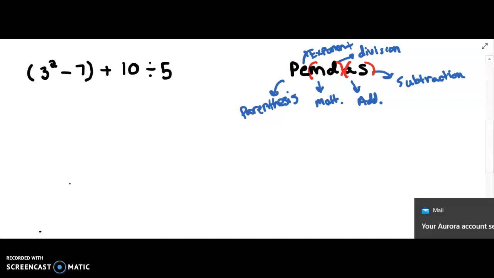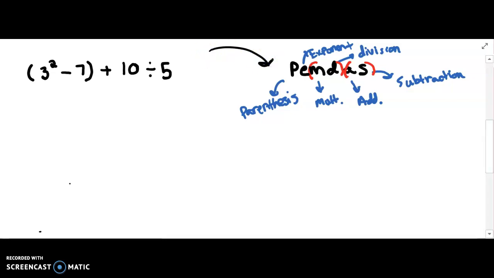Okay, so now let's look at this example. So we have in parentheses 3 squared minus 7, plus 10 divided by 5. Well, going off of PEMDAS right here, P is parentheses, so we need to start there. Okay, now we focus on, well, what's inside the parentheses? Well, I see an exponent here, so I need to do that first.